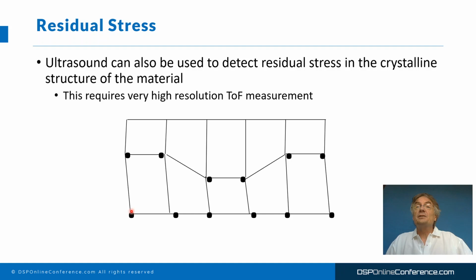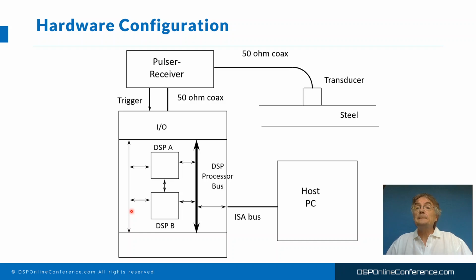It's nice in these applications to be able to detect residual stress in the crystalline structure of the material being analyzed, but this requires very high resolution time of flight measurements. So how can we, let's say, improve the time of flight measurement in our system? Here's a high-level view of the system. Again, this happened to be a dual DSP application, just because of the number of MIPS required to handle the real-time data.